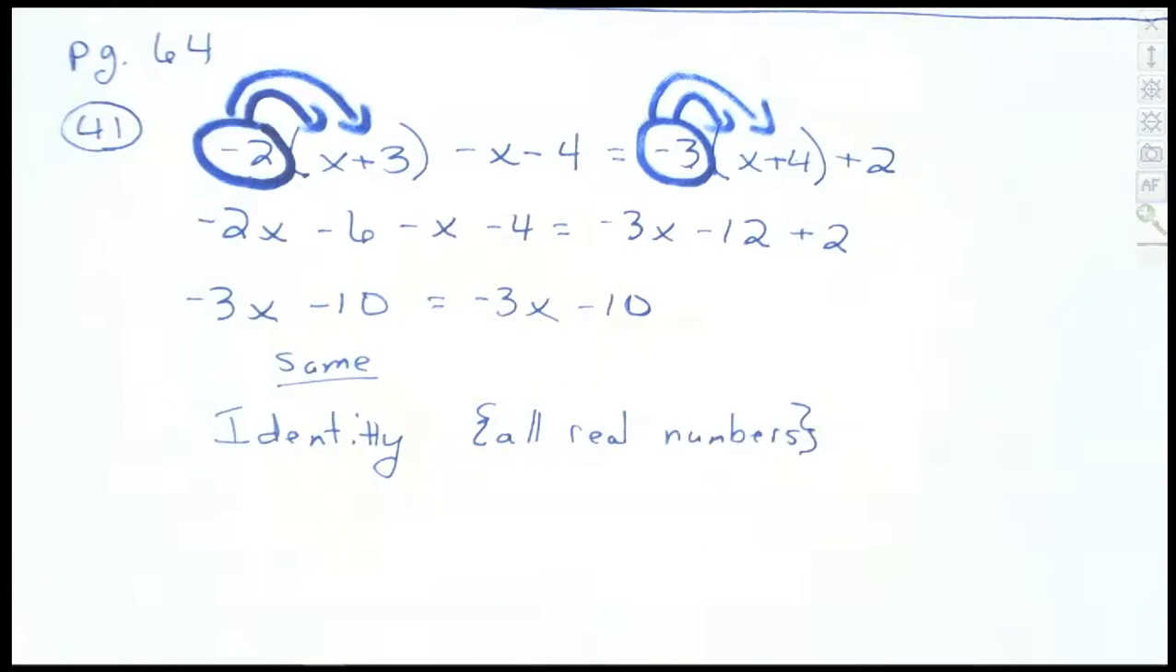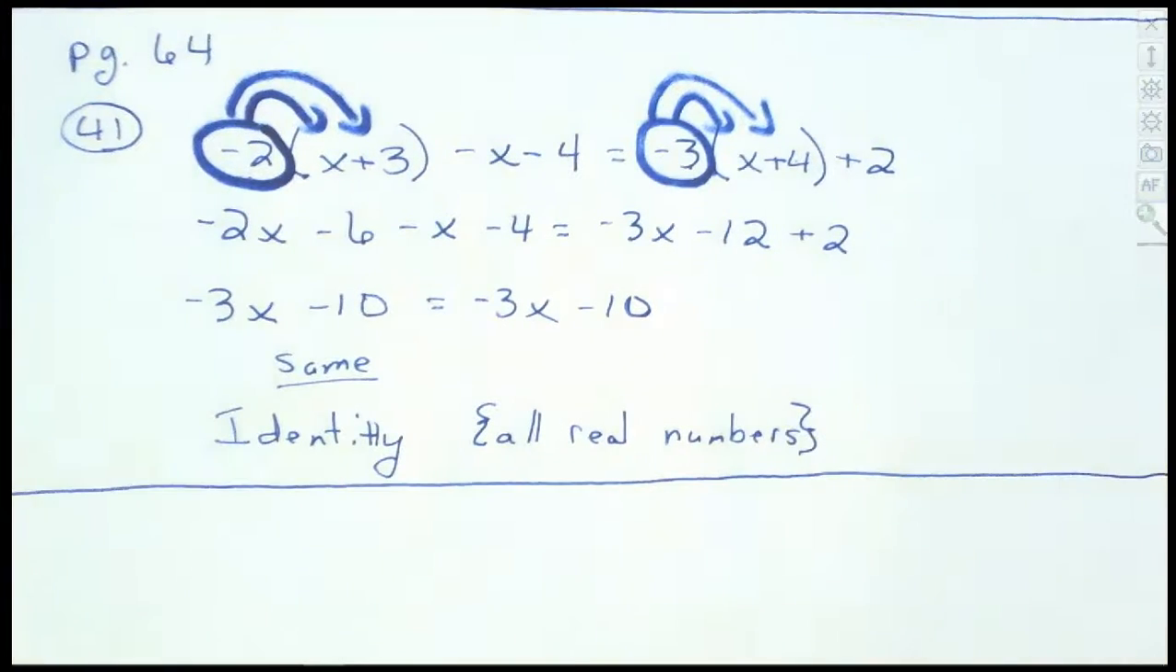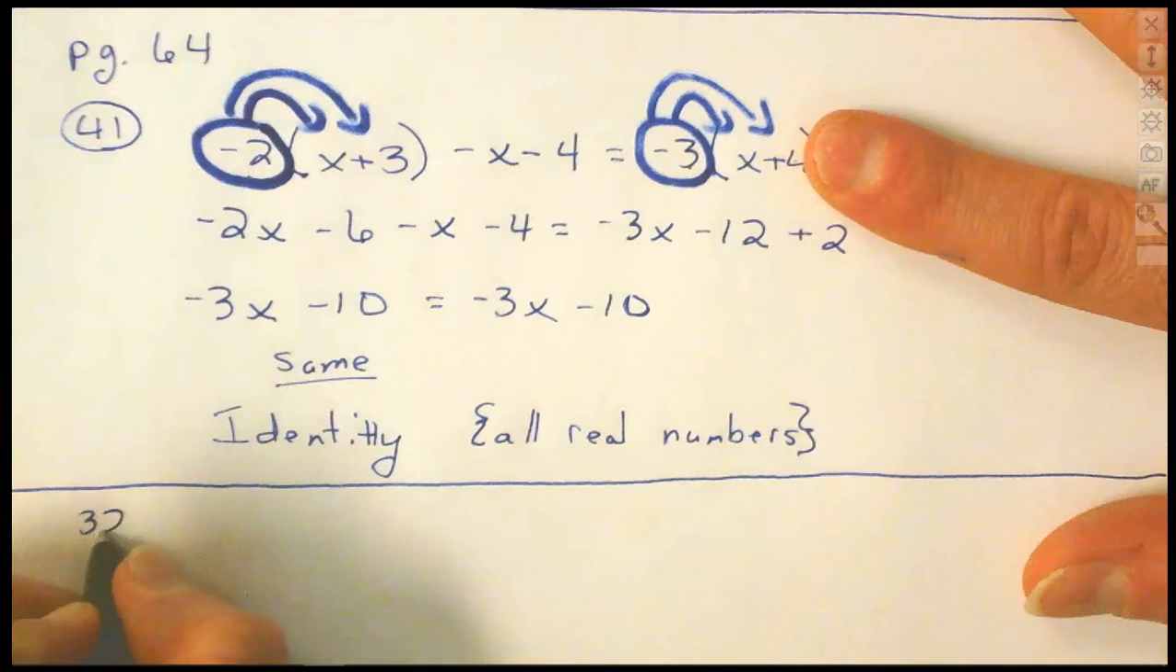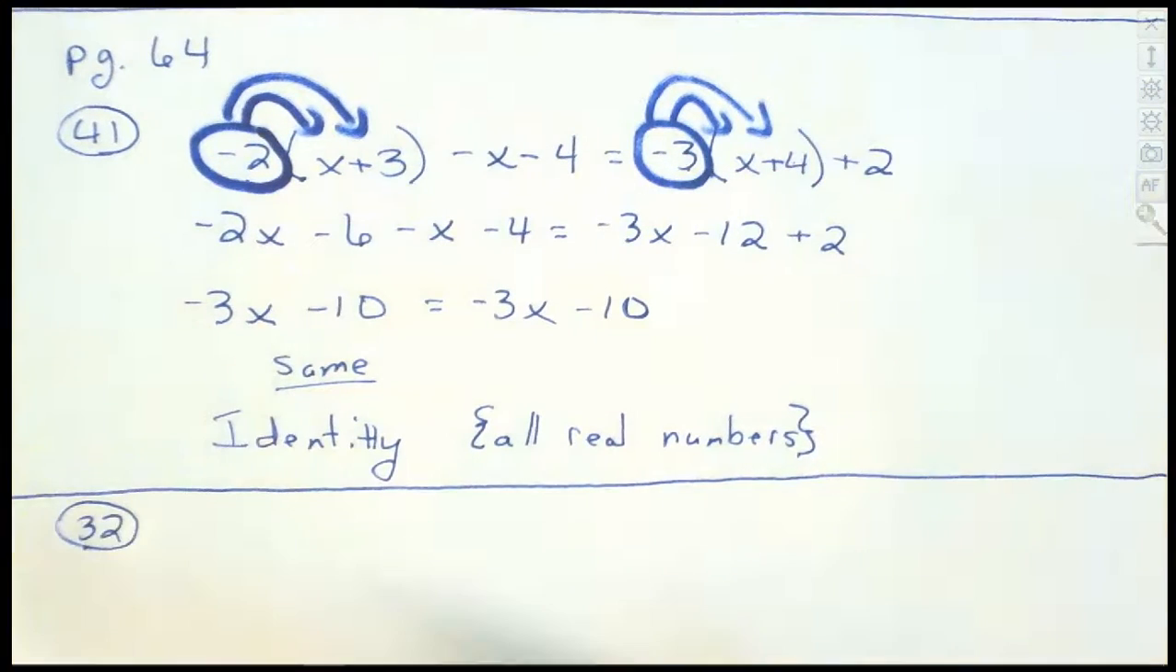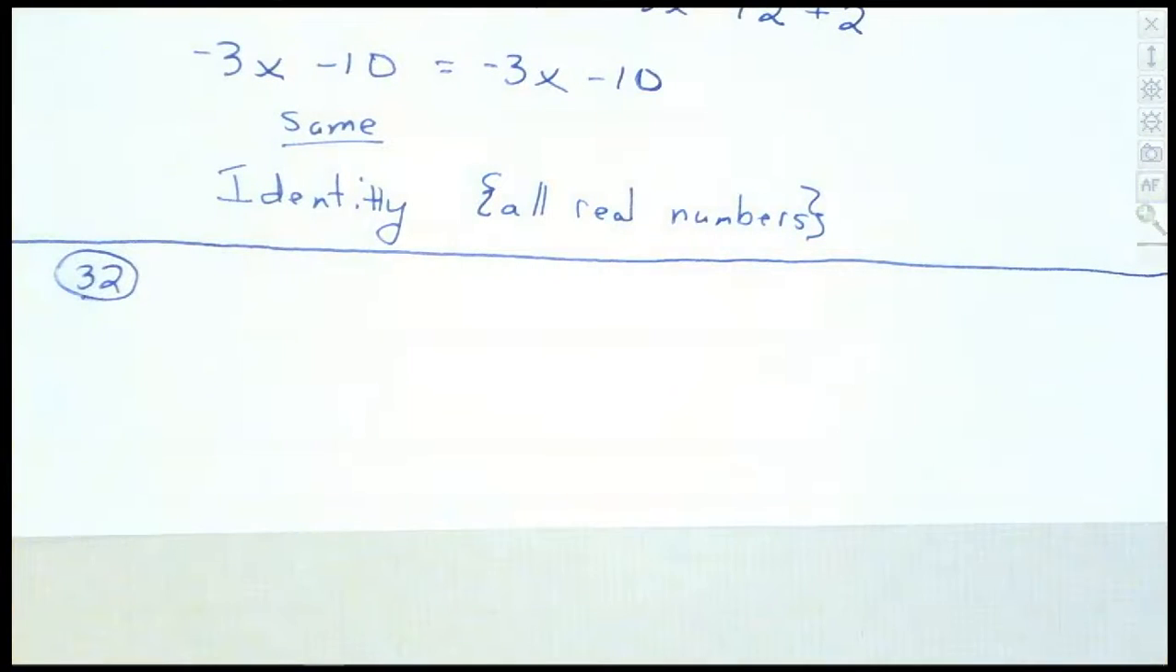And I just want to do another example of an identity, just to make sure we remember that. Let's try to find a contradiction one as well. So that was an identity. Let's look now for a contradiction. How about question 32? I want to do the identity first because we covered that one first. Now we're going to look at the contradiction.